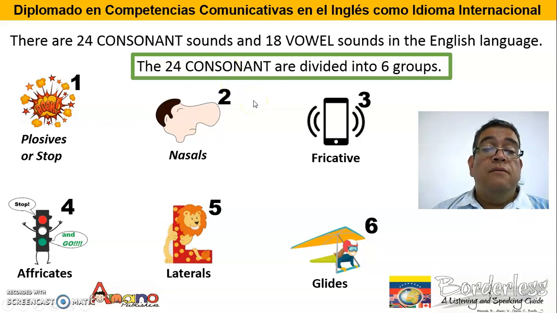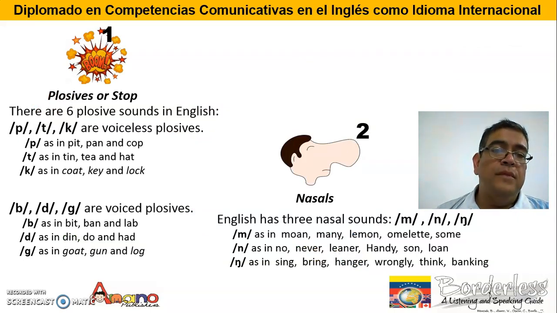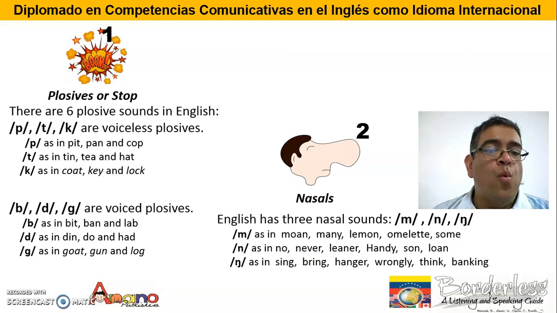Which are those groups? Well, we have the plosives or stops, we have the nasals, we have the fricatives, we have the affricates, we have the lateral sounds, and we have the glide sounds. Okay, I am going to give a short explanation of each of these consonant sounds. Let's start with the first group, the plosive or stop sounds.